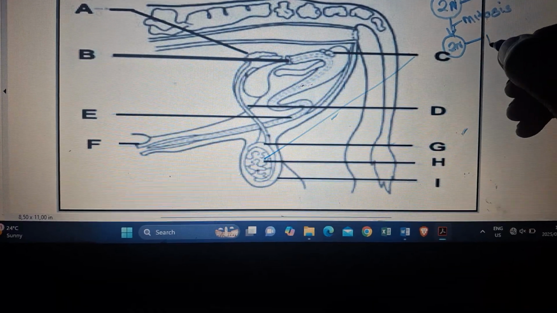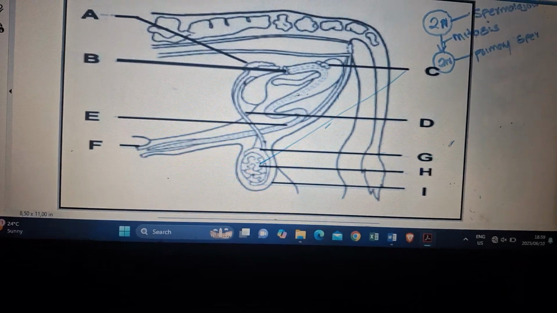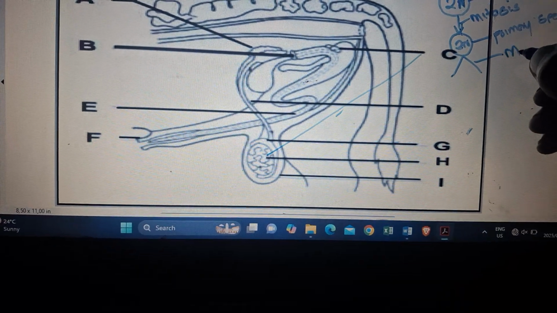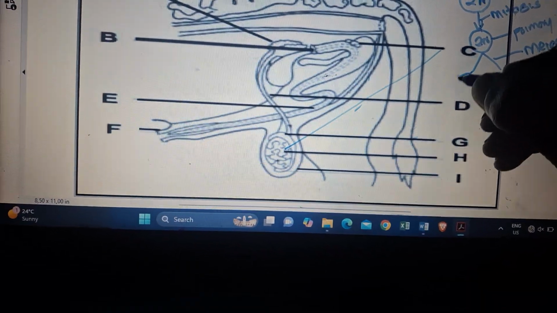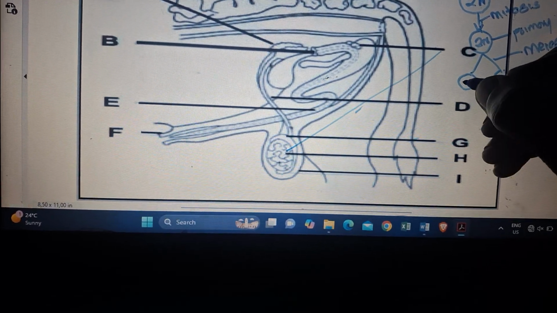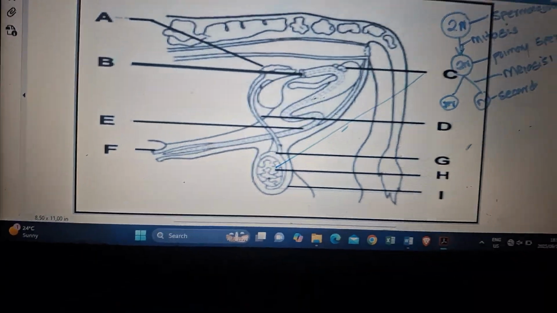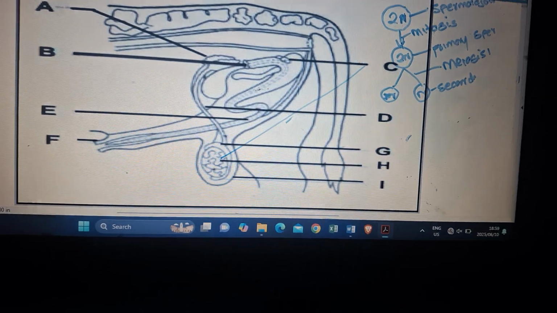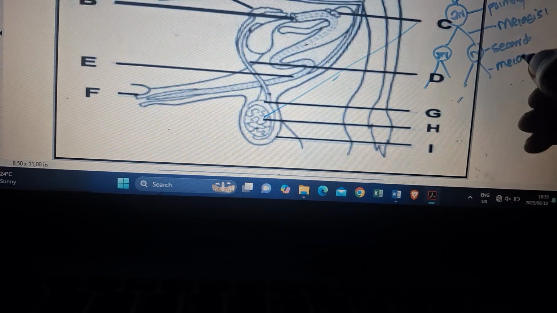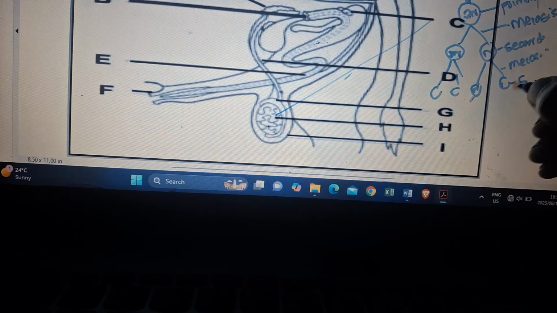So this cell is called a primary spermatocyte. It is diploid in nature. The primary spermatocyte will then undergo the first meiotic division, that's meiosis 1, to form 2 secondary spermatocytes. And these ones, they are haploid because meiosis results in a halving effect. So this secondary spermatocyte will undergo meiosis 2 to form haploid, again, spermatid.